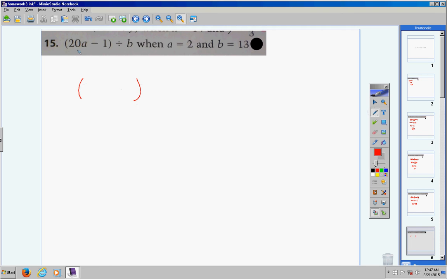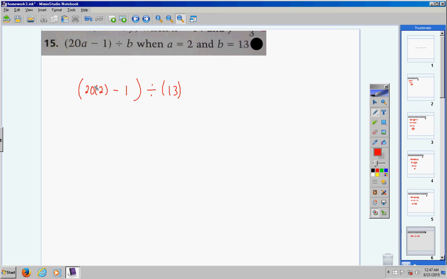Number 15. Alright, I've got a big parentheses right here, so I'll put that first. And then 20A, A equals 2. So 20A, 20 times 2, negative 1. Then divided by B. So divided by, parentheses for B, 13.